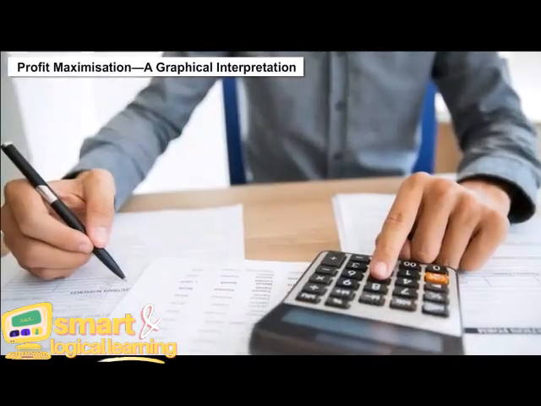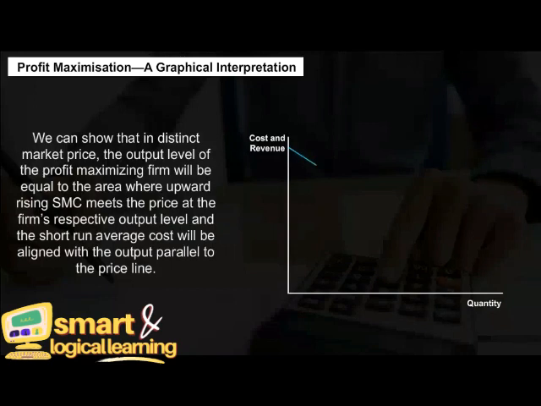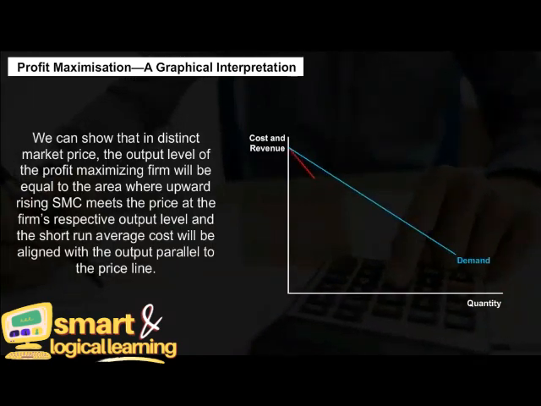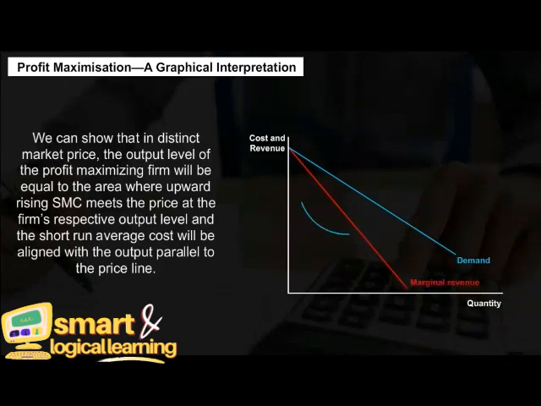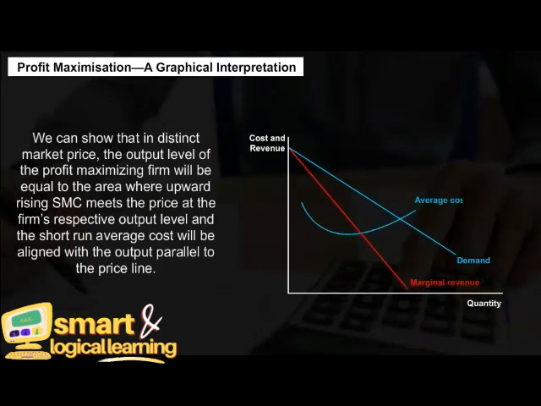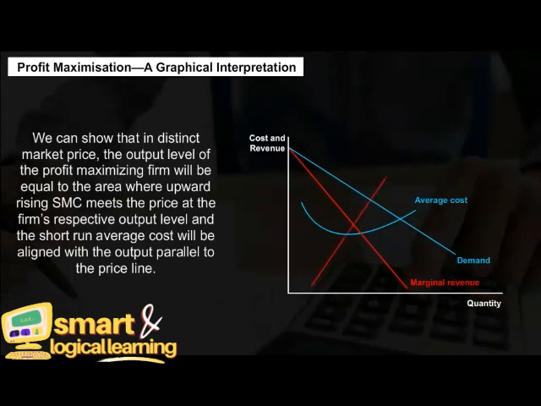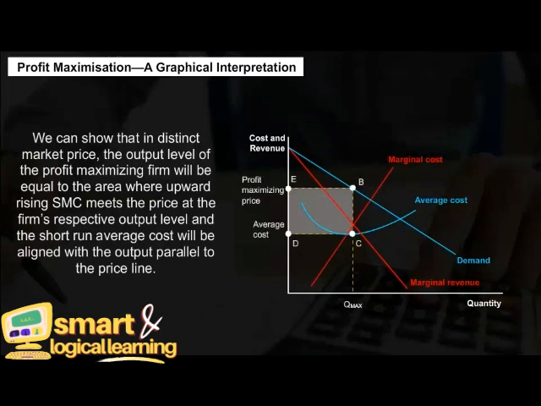Profit maximization, a graphical interpretation. We can show that in a distinct marketplace, the output level of the profit maximizing firm will be equal to the point where the upward rising SMC meets the price at the firm's respective output level, and the short-run average cost will be aligned with the output parallel to the price line.